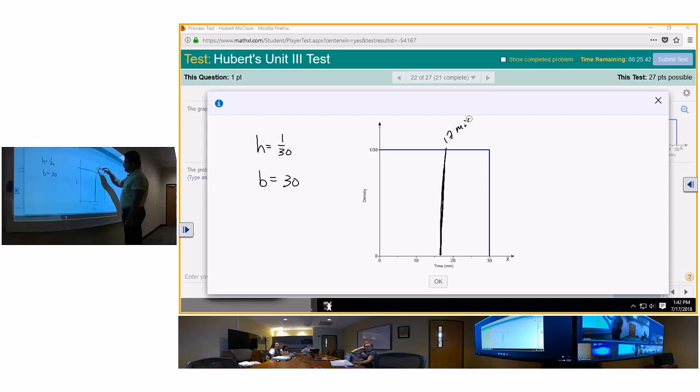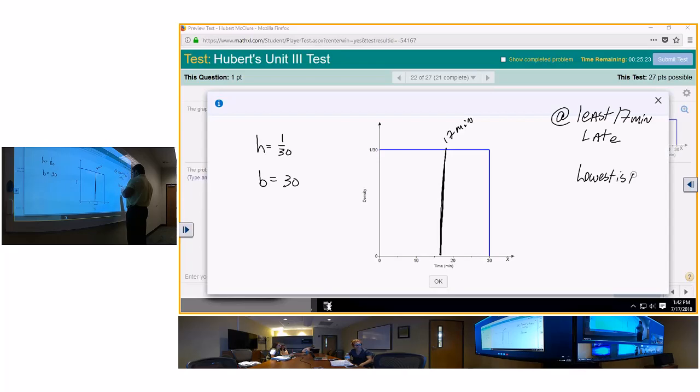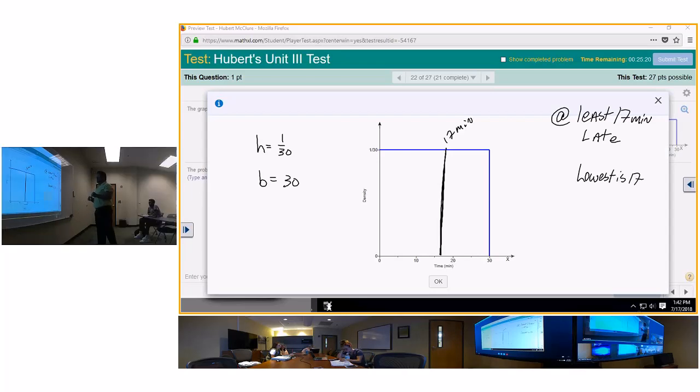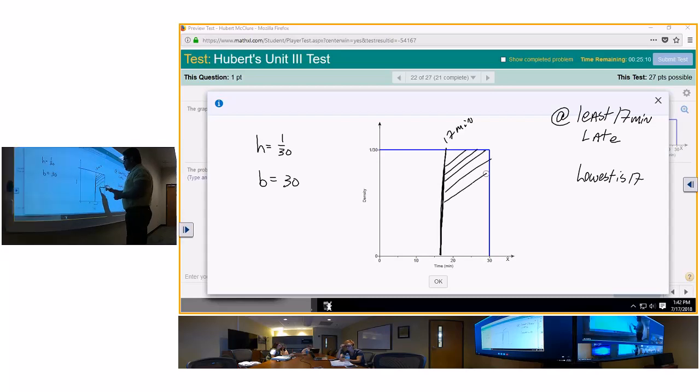17 minutes late. At least. So that means the lowest amount is going to be 17, right? Lowest is 17. So which side is the lowest going to be 17? The left-hand side or the right-hand side? I'm sorry, what? The right-hand side. Because your lowest value is what? 17. So this is the side they want.